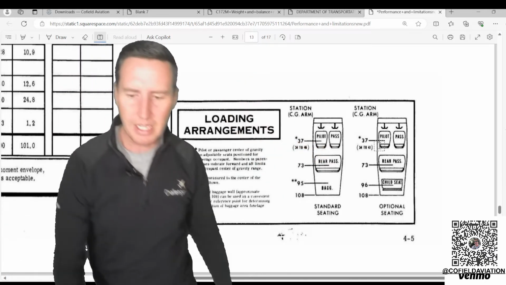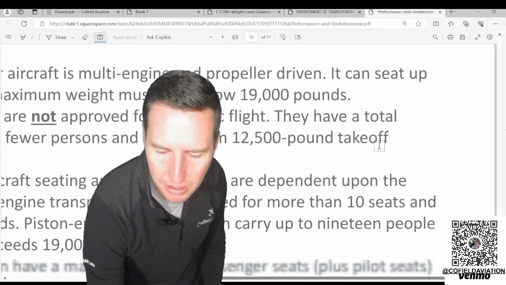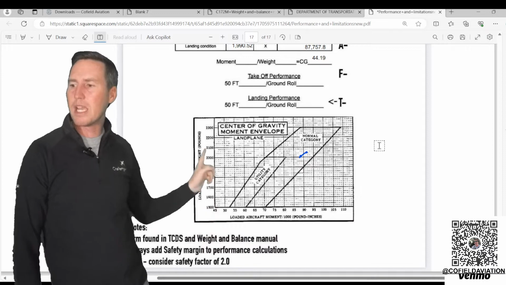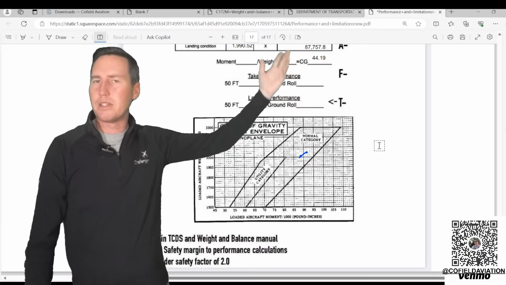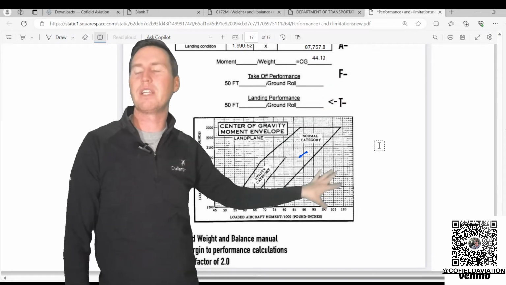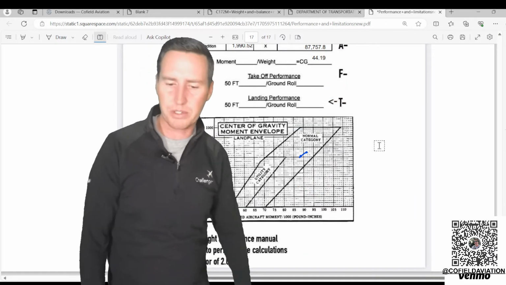Okay, so again, we don't have to do that extra step because our center of gravity envelope only has moment and weight. But it's not a bad idea to, some airplanes you have to do that. I think Piper's, they have a center of gravity envelope, so you have to make that one extra step.